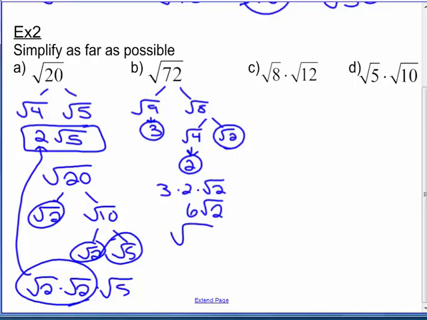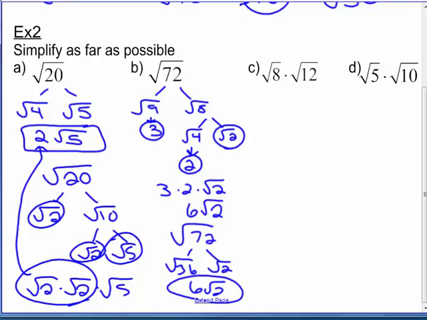Now, that does suggest that I could break 72 into something different. And notice if I try a larger perfect square, 36, it breaks down easily. What's the square root of 36? 6. So I get 6 root 2.